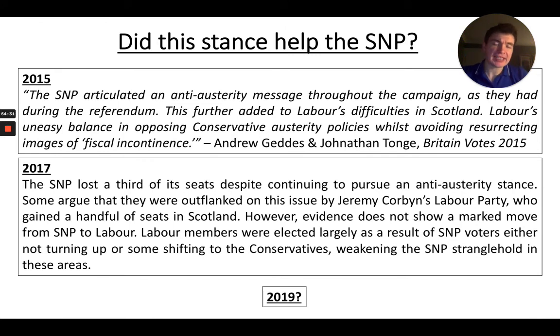The SNP articulated an anti-austerity message throughout the campaign, as they had during the referendum. This further added to Labour's difficulties in Scotland. Labour's uneasy balance in opposing Conservative austerity policies whilst avoiding resurrecting images of fiscal incontinence. So Labour are, on the one hand, trying to say to voters in Middle England, listen, we've learned our lessons. We're economically responsible. We'll accept a level of cuts to public expenditure. Whereas in Scotland, saying a slightly different thing to voters, and voters in the south backed the Conservatives, voters in the north backed the SNP, and Labour was in the middle of the road.